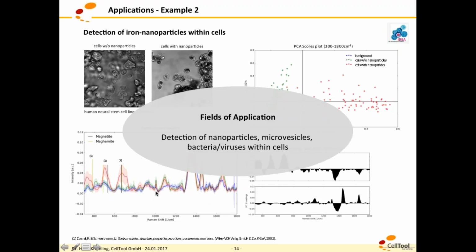So with this we could show that we can really detect nanoparticles within the cells, and we are very optimistic that we can detect not only iron nanoparticles but also other nanoparticles, as well as, for example, microvesicles and also bacteria and viruses.